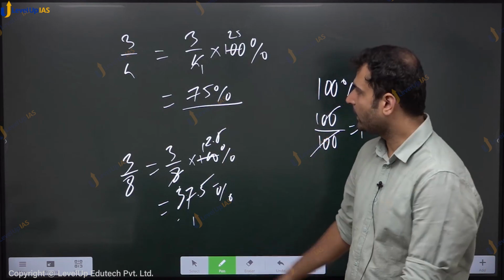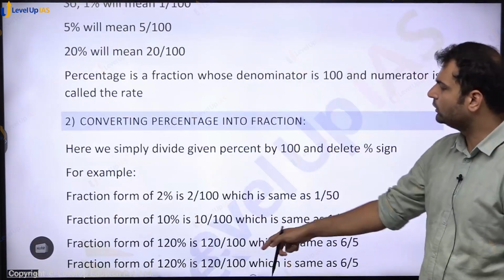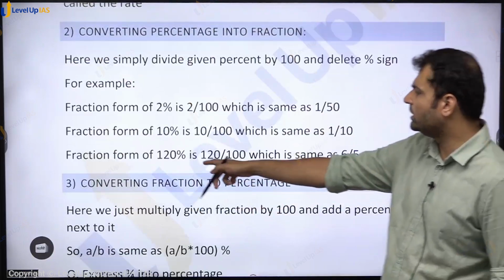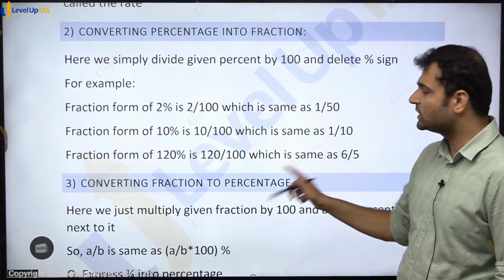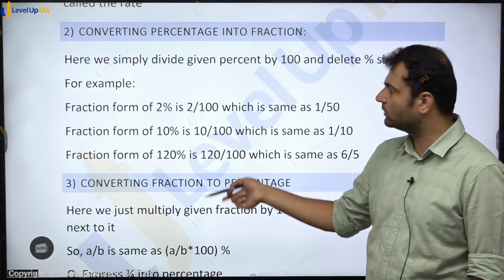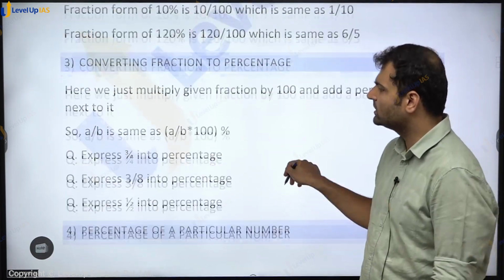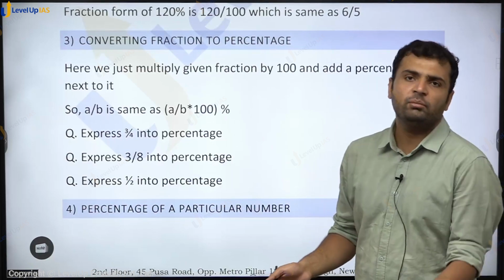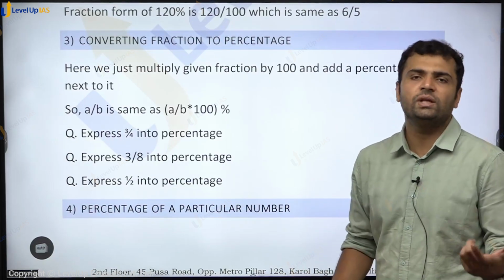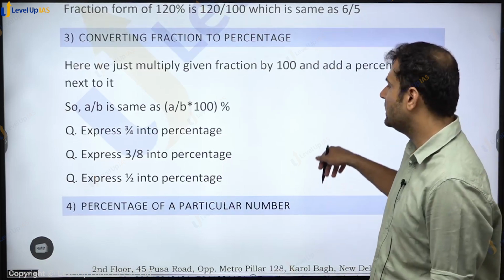Okay, I hope it is clear. You can read through it. वही लिखा है, 120% is 120/100, which is 6/5. उसको reduce करके 20 से divide करोगे numerator और denominator को, you will get 6/5. And converting a fraction to a percentage, जैसे 100 से multiply करके percentage sign add करो ताकि 1 से multiply हो जाए, the fraction doesn't change and just the percentage sign gets added.